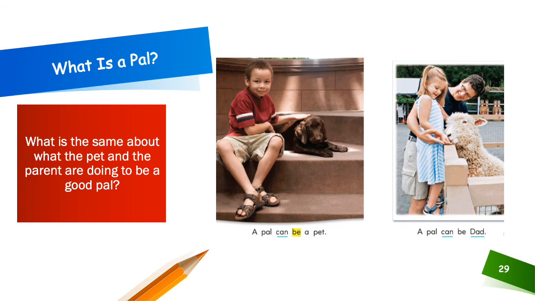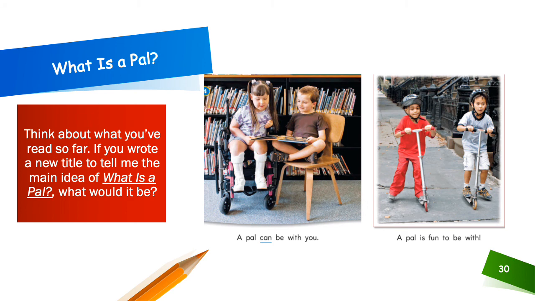Well, they're both being with somebody and they're keeping that person company. It looks like the boy is sitting on the steps and the dog is with him, keeping him company. And it looks like the girl's at a petting zoo and her dad is standing with her and being with her and keeping her company. So the dog and the dad are both good pals. A pal can be with you. A pal is fun to be with.